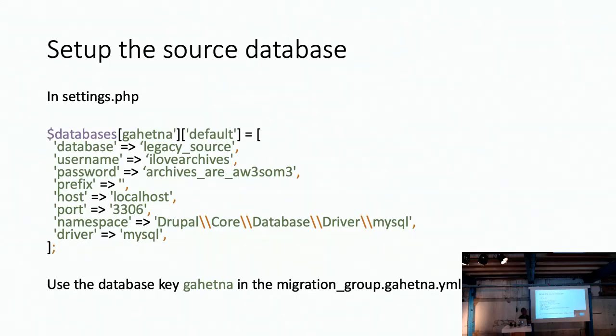First, I had to set up the source database in the settings.php, where you find the legacy database. You also use the database key Gaat Na in your migration group. The migration group is also a feature that's added with Migrate Plus. With migration groups, you can define groups and combine multiple migration files together. This is easier. So you can run a single migration, and Migrate Plus will calculate the dependencies and run the migrations in the correct order.